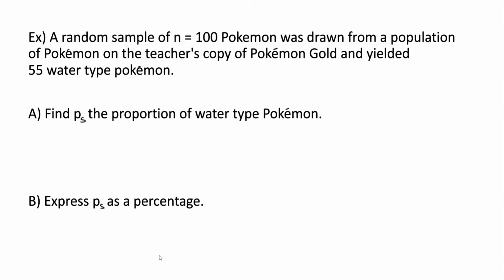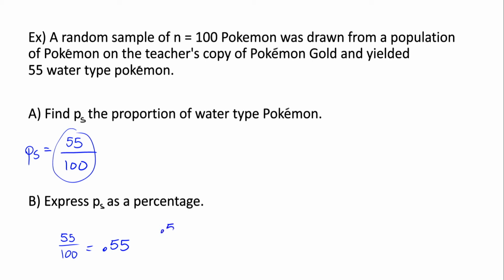Now let's look at an example dealing with proportion. Let's say a random sample of 100 Pokemon was drawn from a population of Pokemon on the teacher's copy of Pokemon Gold and yielded 55 water-type Pokemon. Part A, find p sub s, the proportion of water-type Pokemon. We have 100 Pokemon in the sample, and 55 of them were water types, so this would just be 55 out of 100. And this is okay, you don't need to reduce this, you can leave this as is. If you want to reduce it, you can though. Part B, express p sub s as a percentage. The way we could do this is if we divide 55 by 100, we would end up getting 0.55, so that's if we wanted to do it as a decimal. If we take 0.55 and multiply it by 100%, we end up getting 55%.